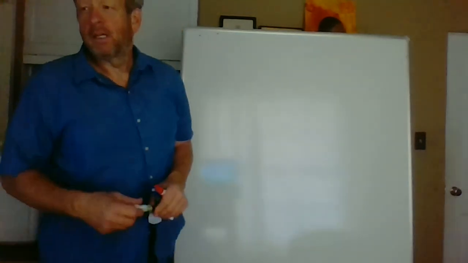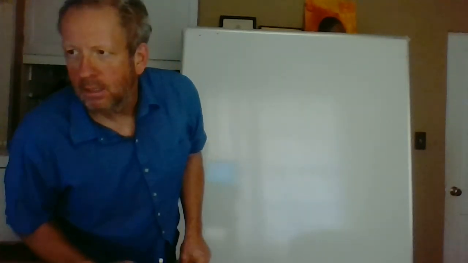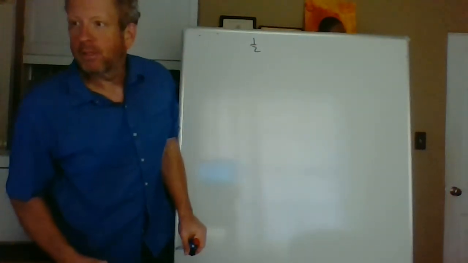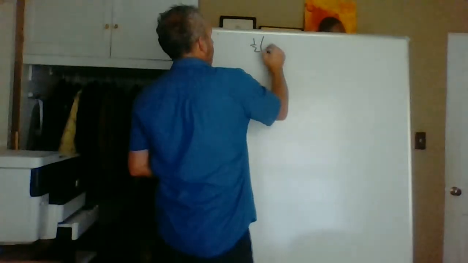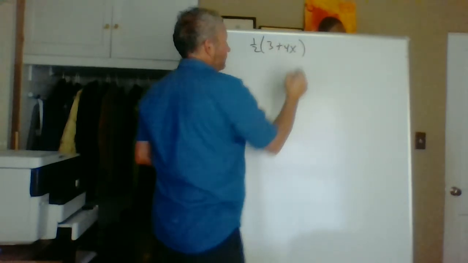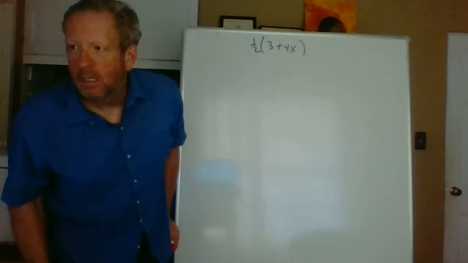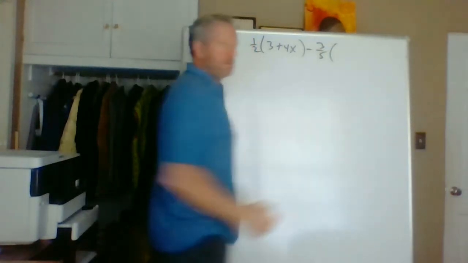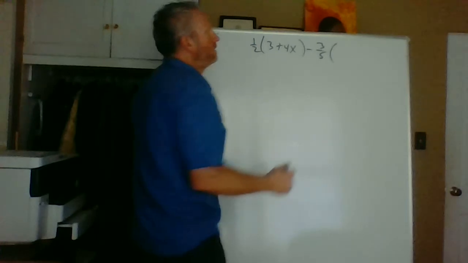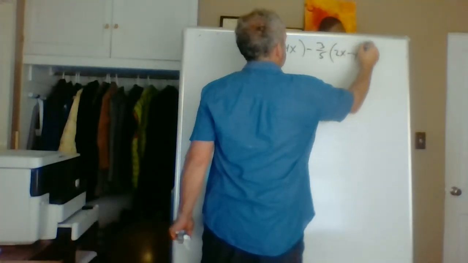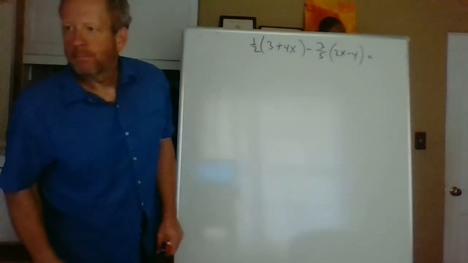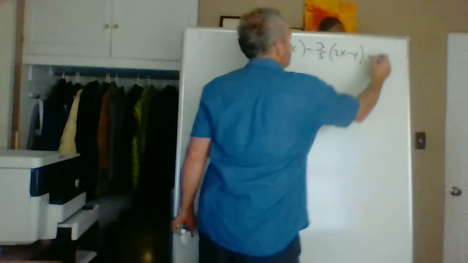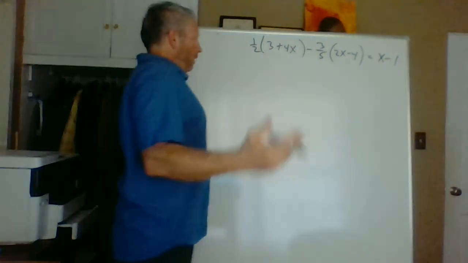Let's do number 5. 1/2 times 3 plus 4x minus 3/5 times 2x minus 4 equals x minus 1. I can't remember things for 2 seconds now. Okay, well, what to do?